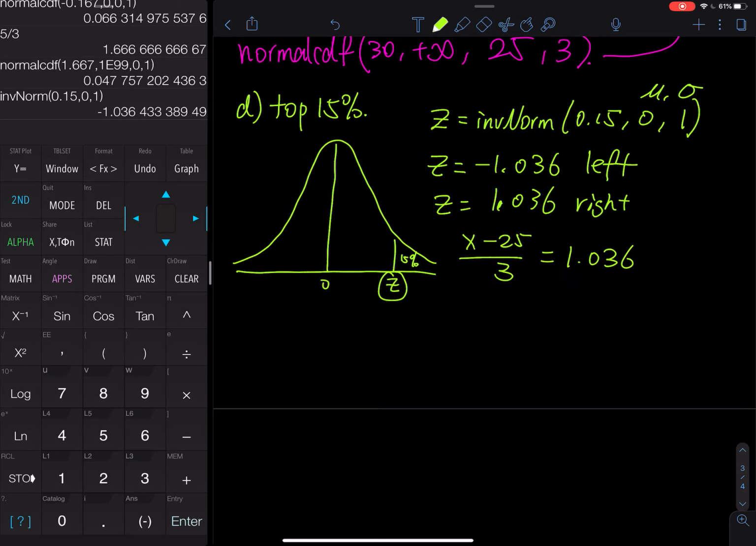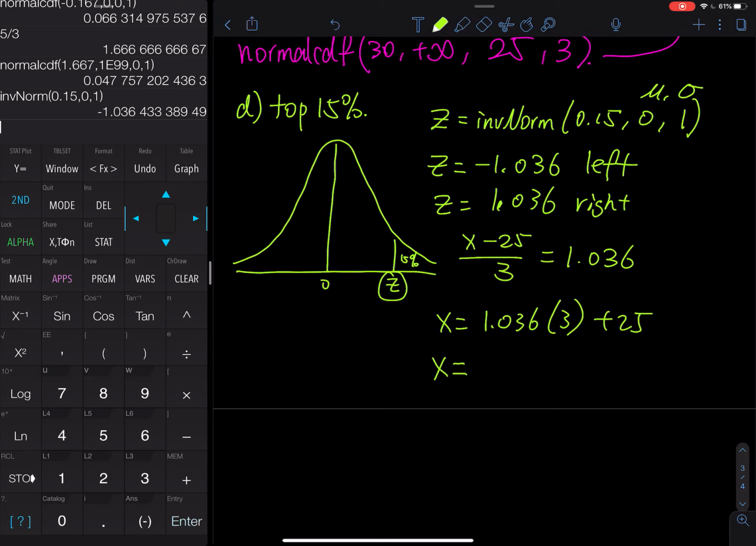And then all you have to do is solve for x. So to solve for x, we multiply the denominator and then add 25 to it. So x is equal to 1.036 multiply 3 and then plus 25, then that will give you the weight to be the top 15% of all male beagles.